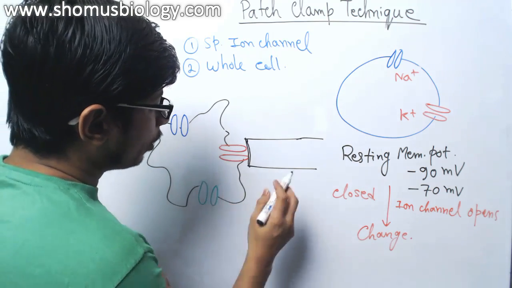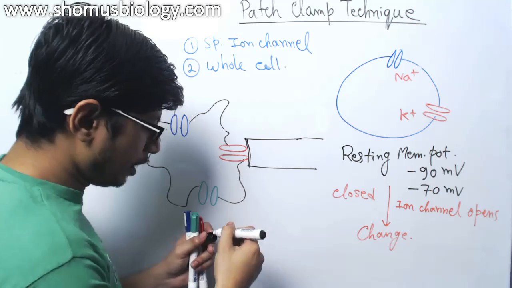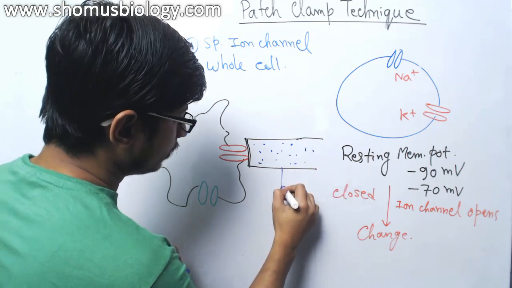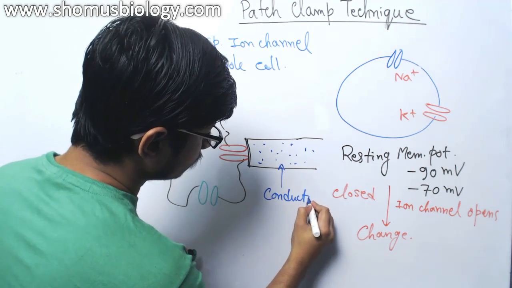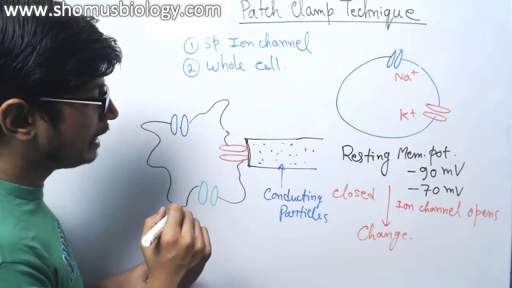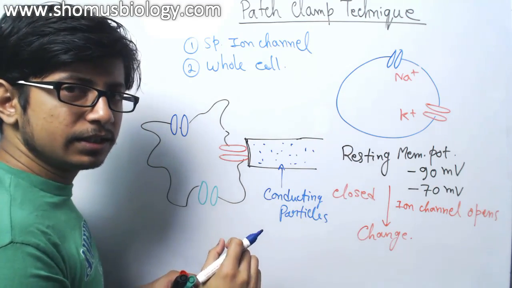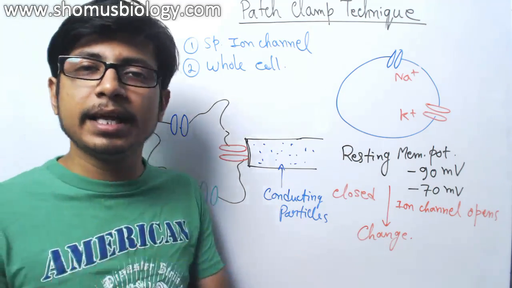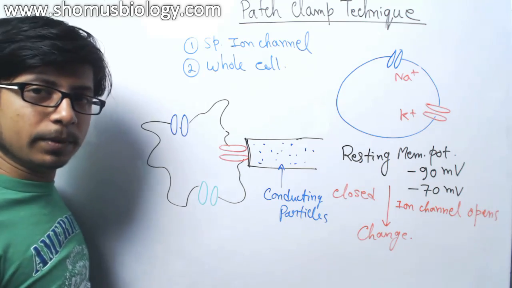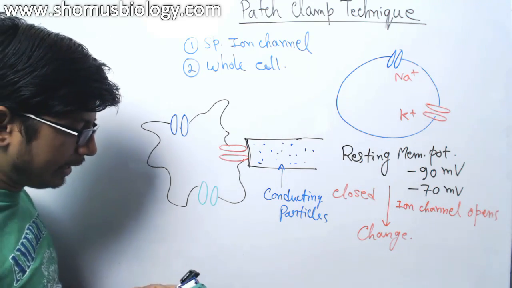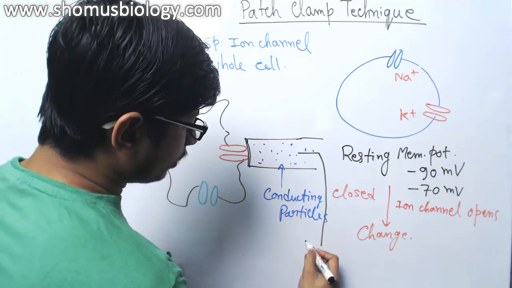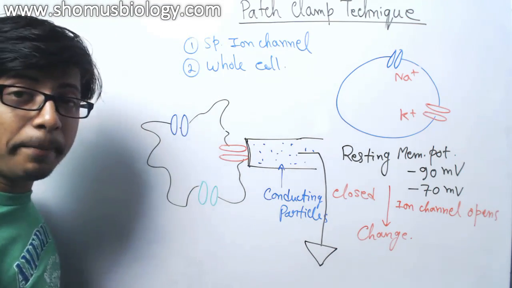Normally the inside of this pipette is filled with a solution containing conducting particles, and there is a suction attached at the end of the pipette. Like any other pipette, there is a suction force, but the suction force is controllable, we can control that. And there is also an electrode inserted there. Actually the electrode is connected to an amplifier.